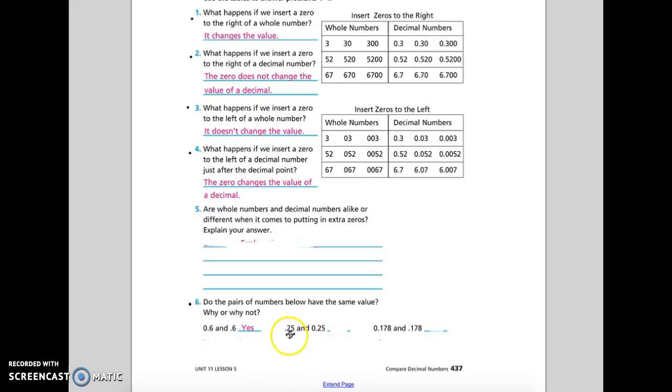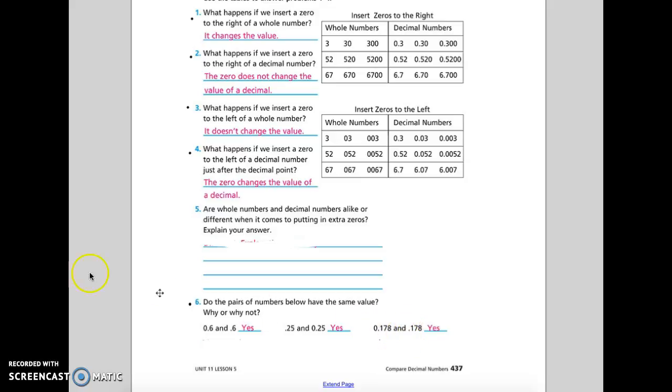How about this one? Look at these. Yes or no? If you said yes, you are right on. In both cases, we have 25/100ths. How about here? Yep, same thing as well. Yes, it's the same number. Even though it has that 0 in front of it, it doesn't change it.